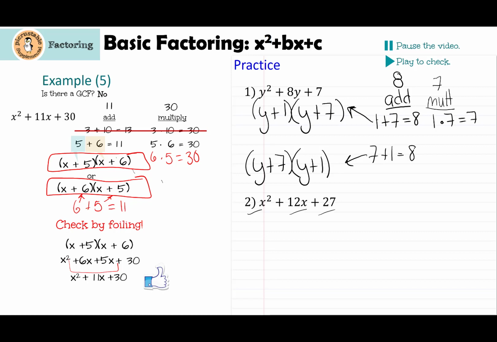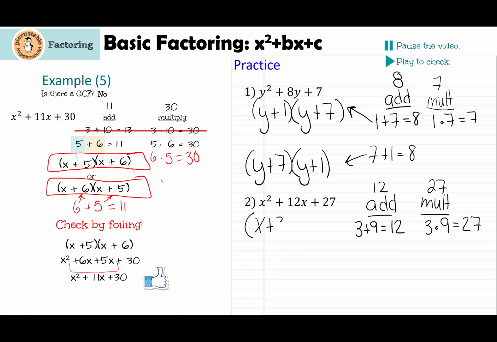Ugh, no. But that's okay. We can go straight to our multiplication. So we're going to multiply to 27, but we have to add to 12. Well, let's see. I know that 3 times 9 is 27. And 3 plus 9, wow, look at that, is 12. Once again, we're really good. My factored form will be x plus 3 times x plus 9.